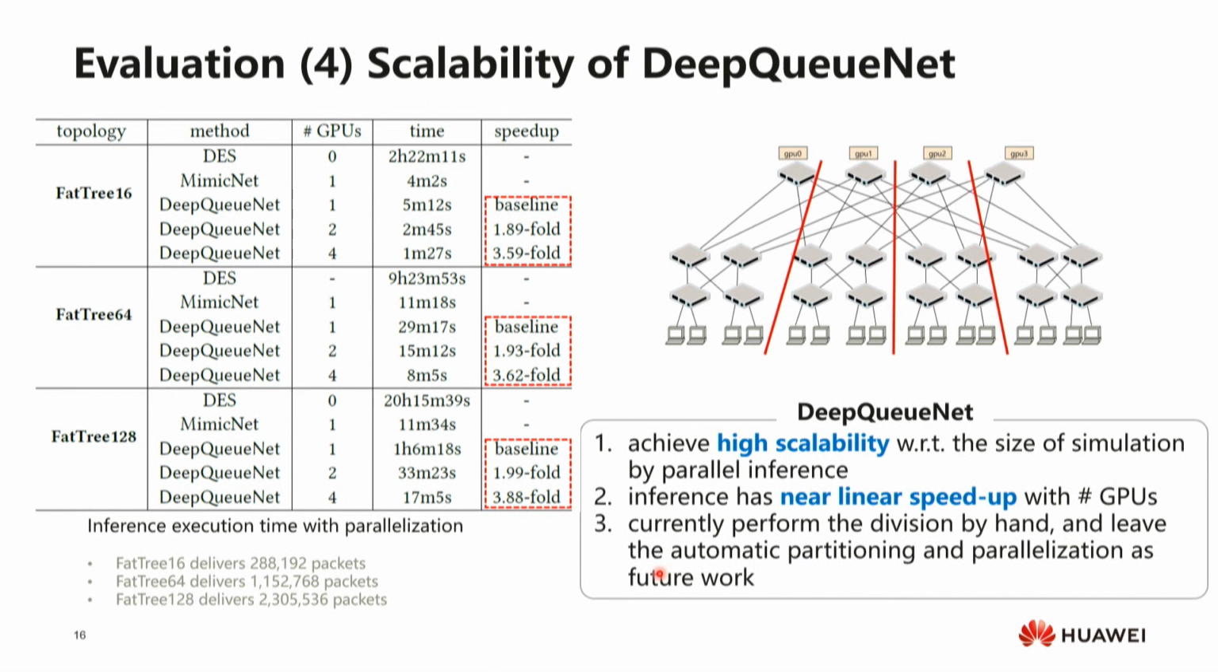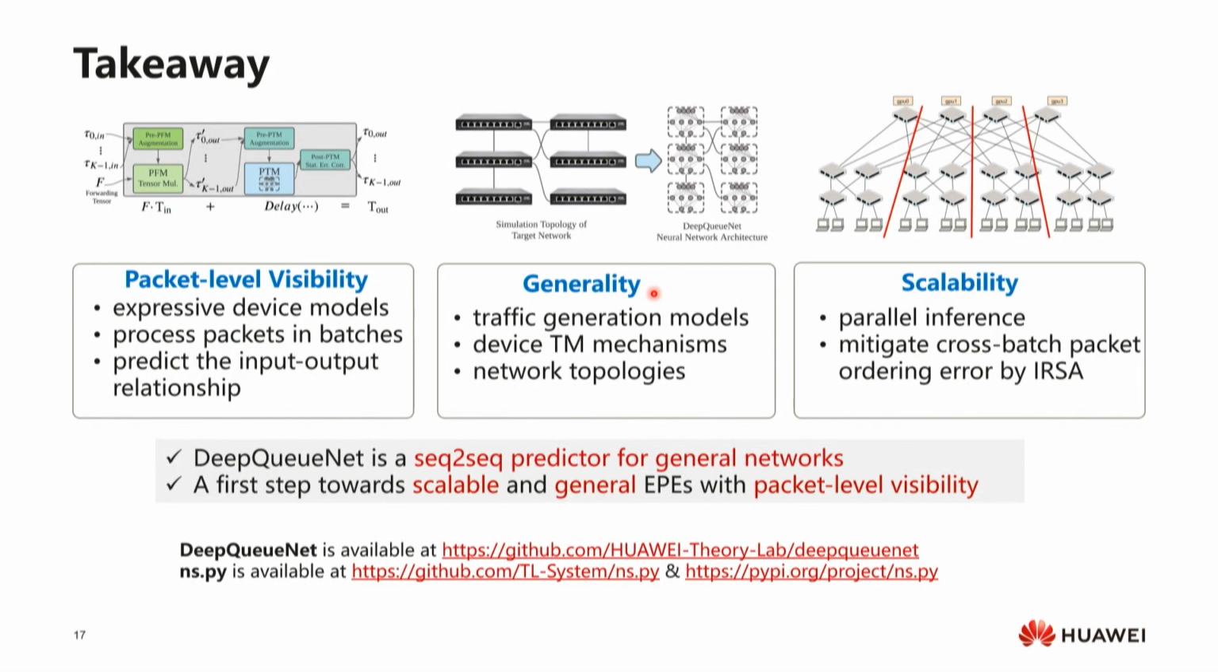And the last is the scalability of DeepQueueNet. Here we consider such a fat tree topology so that we can compare with MimicNet. And this is inference time in parallel inference. And we can see that actually we can achieve high scalability with respect to the size of the simulation by parallel inference. And the inference actually can have a linear speed up with the number of GPUs. And we have to admit that currently we perform the division by hand and leave the automatic partitioning techniques as future work.